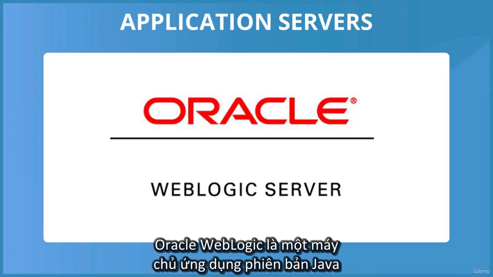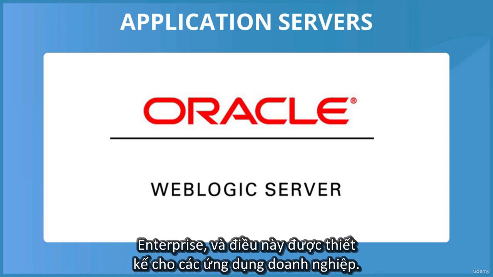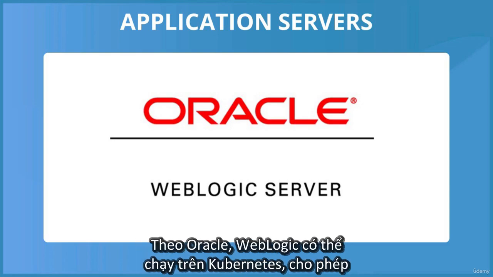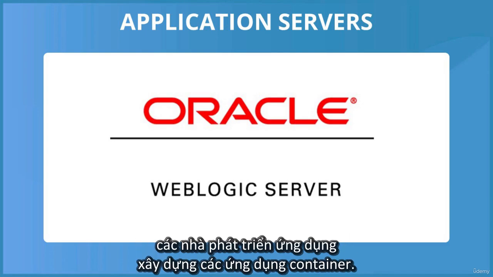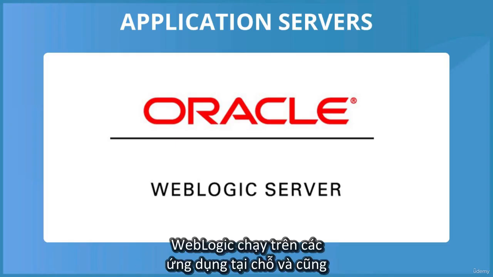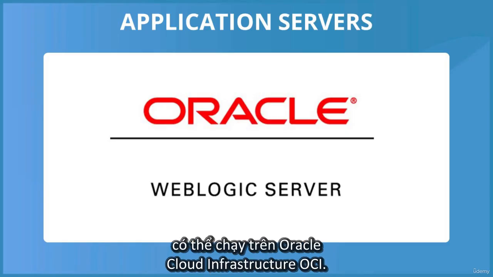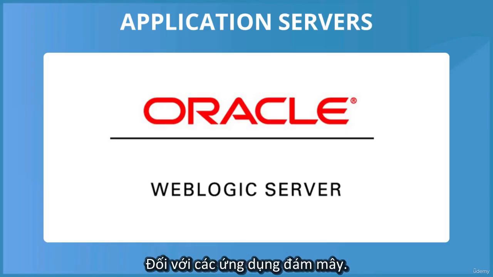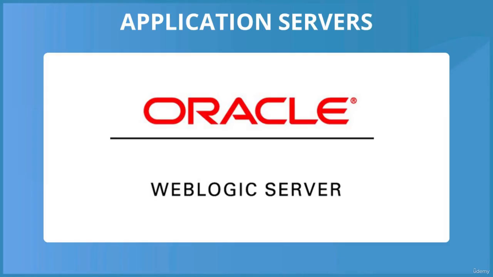Oracle WebLogic is a Java Enterprise Edition application server, and this is designed for enterprise applications. According to Oracle, WebLogic can run on Kubernetes, allowing app developers to build container applications. WebLogic runs on-premises applications and can also run on Oracle Cloud Infrastructure, OCI, for cloud applications.